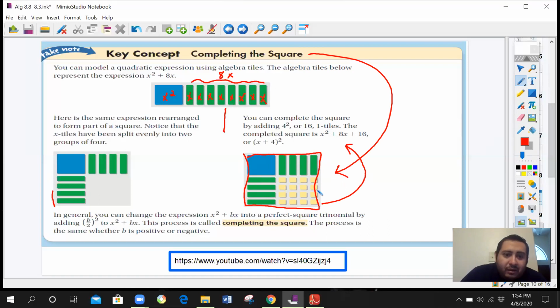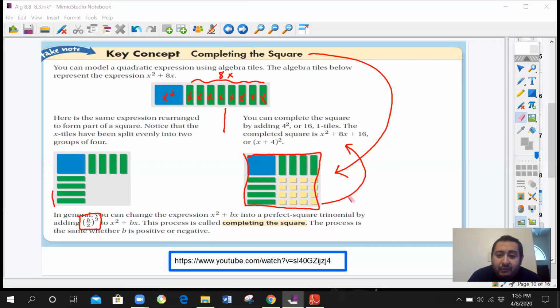If you're using algebra tiles, you could use some paper, cut it out into squares and rectangles, and play around with those shapes to complete the square. In general, you could change the expression x squared plus bx into a perfect square trinomial by adding this formula. Your formula is right here on the bottom.